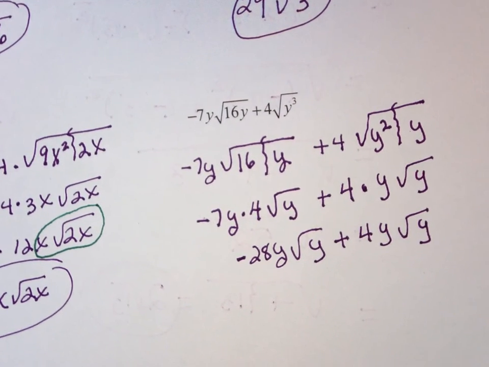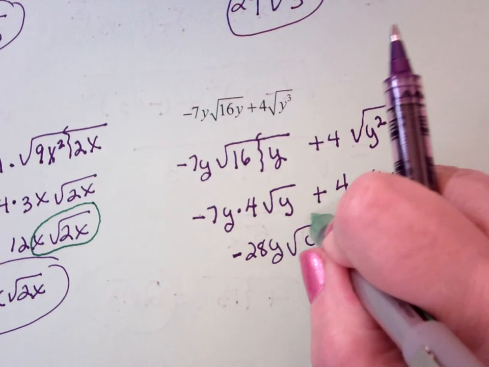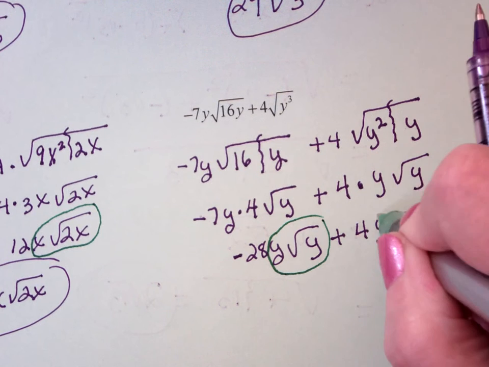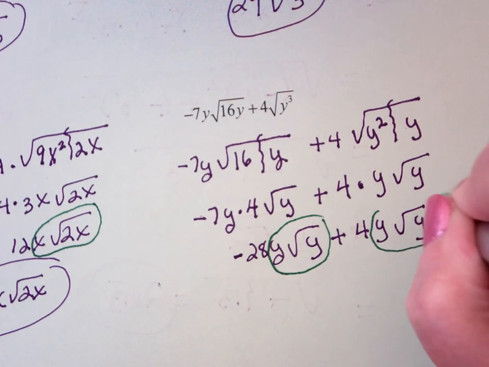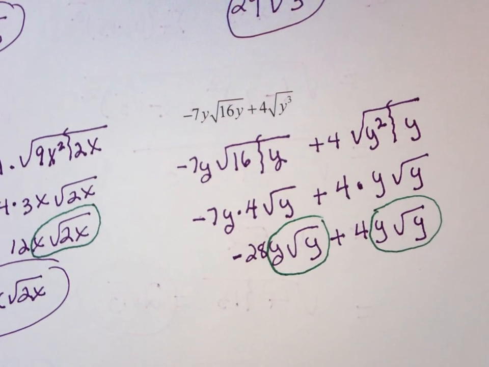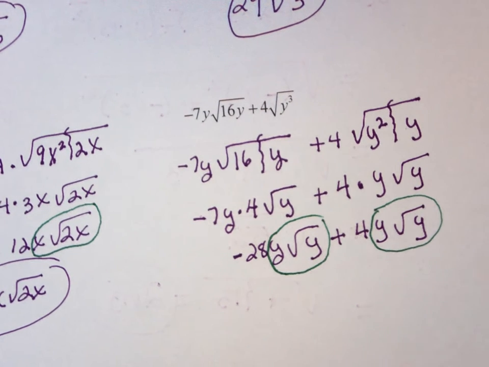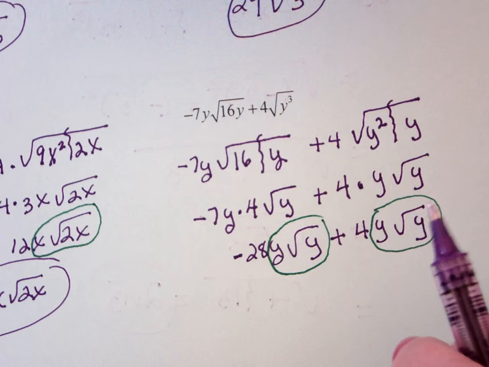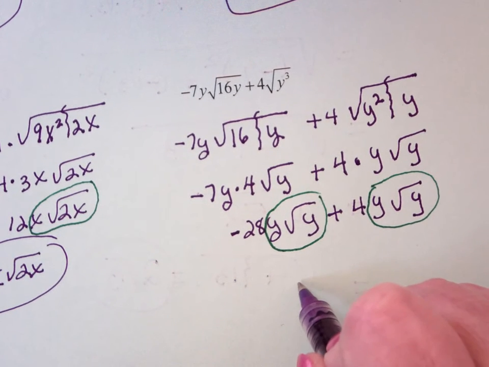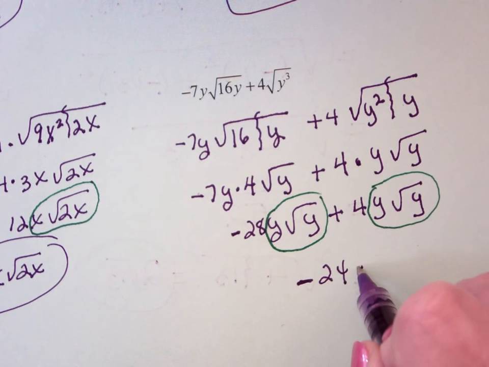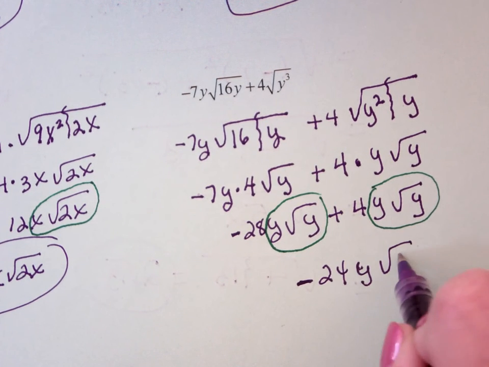Again, what I need to do is take a look at, circle everything but the number. Is what I've circled the same? Yeah, I mean I can count them. So I have minus 28 plus 4, which is negative 24. And what's in the circle is y square roots of y.